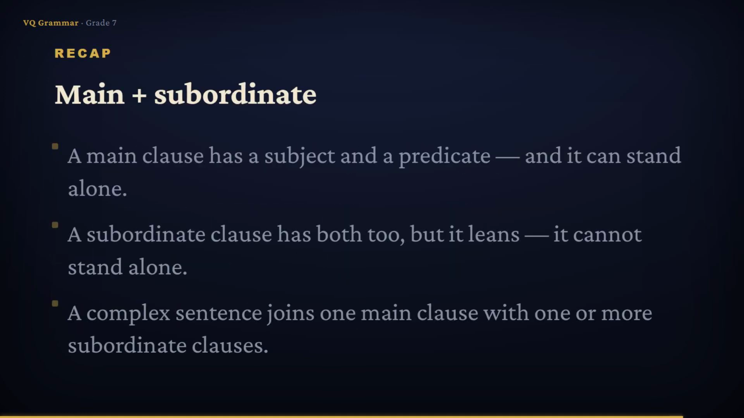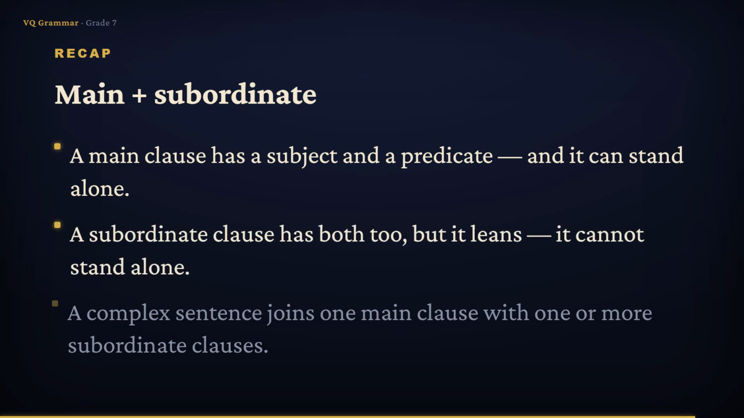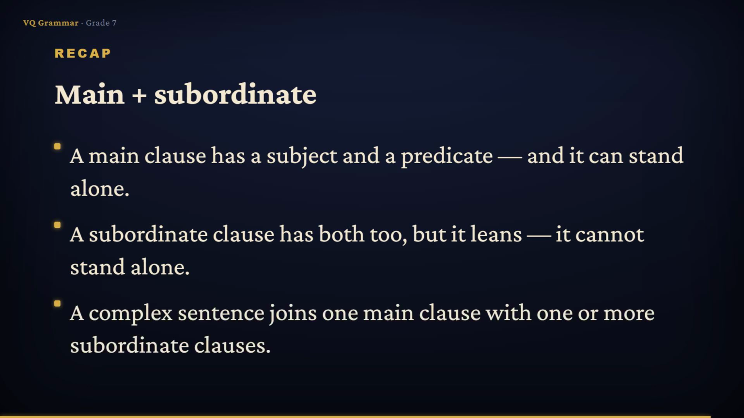Let's gather up what we learned. A main clause has a subject and a predicate, and it can stand alone as a complete sentence. A subordinate clause has a subject and a predicate too, but a word like when, because, or that makes it lean, so it cannot stand alone. Join one main clause with one or more subordinate clauses, and you get a complex sentence.